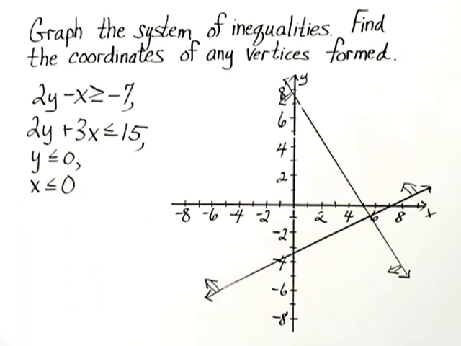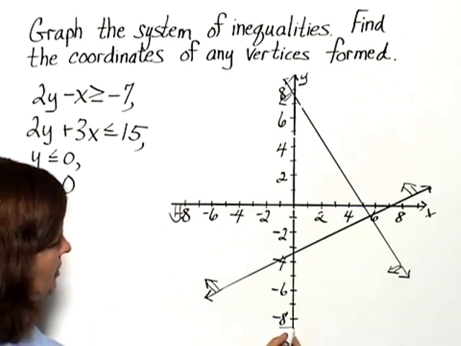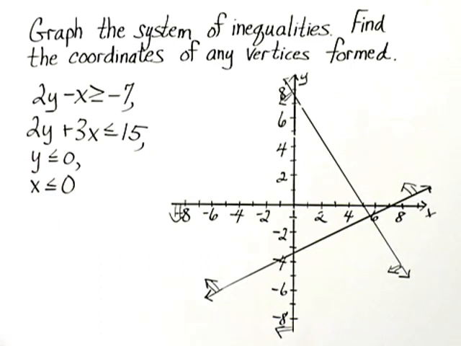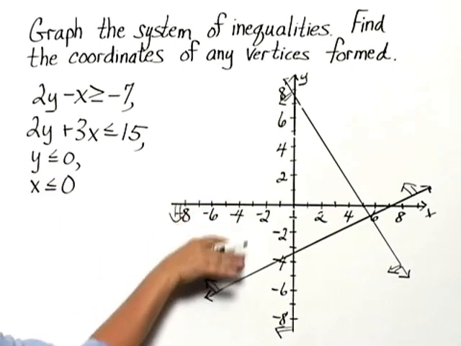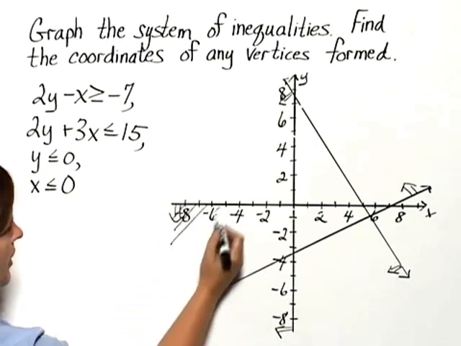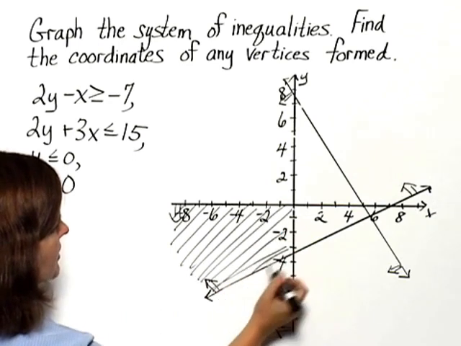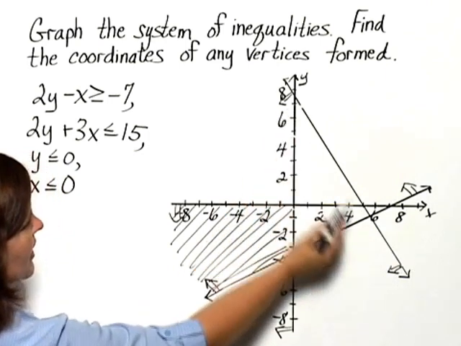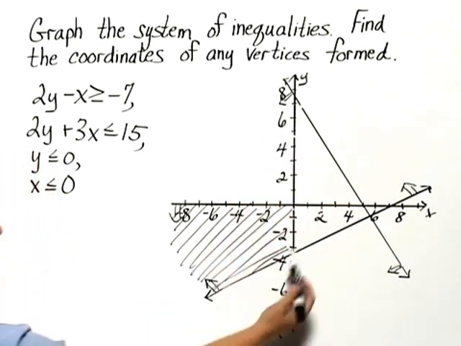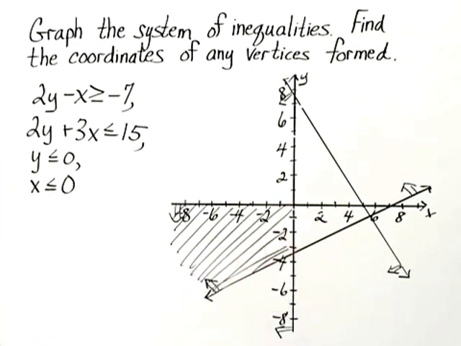Then we have y is less than or equal to 0. If y is less than or equal to 0, we are coloring in below the x-axis. If x is less than or equal to 0, we are going to shade in to the left of the y-axis. Now, if we're below this, to the left of this, above this, we're really going to be looking at this section right here. Now, you'll notice that this inequality here does not even figure much into this because it's all below that, but it has to also be below this corner as well.